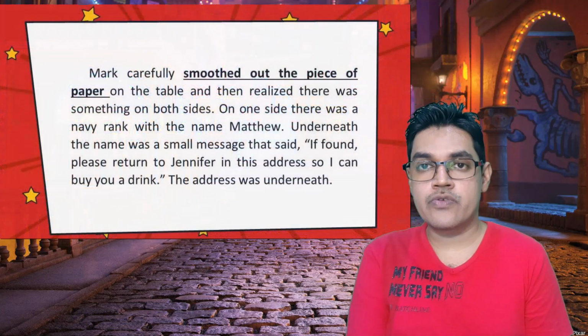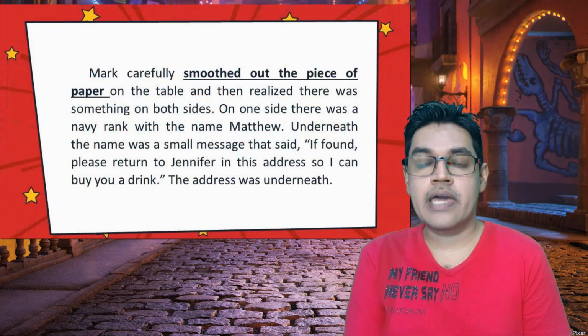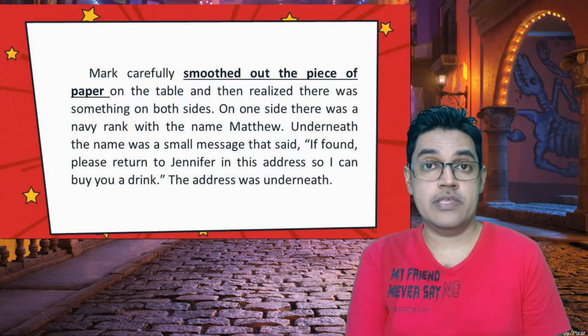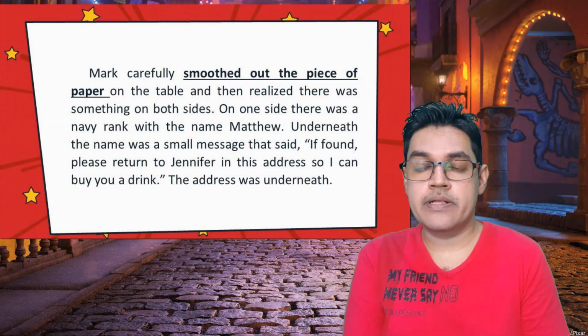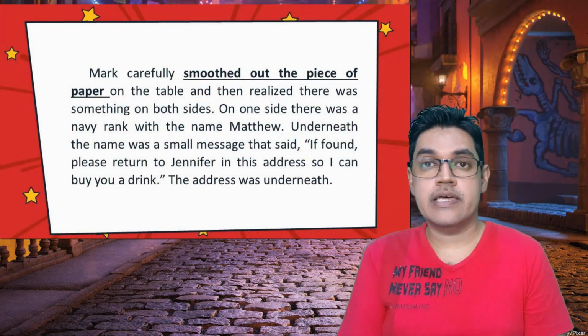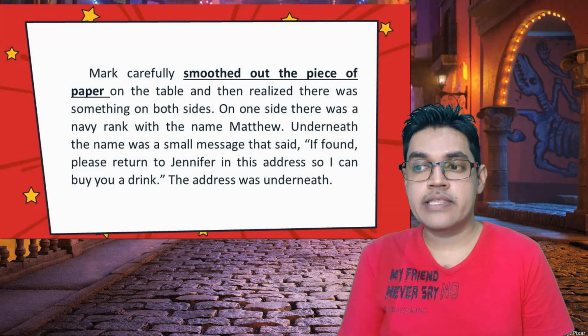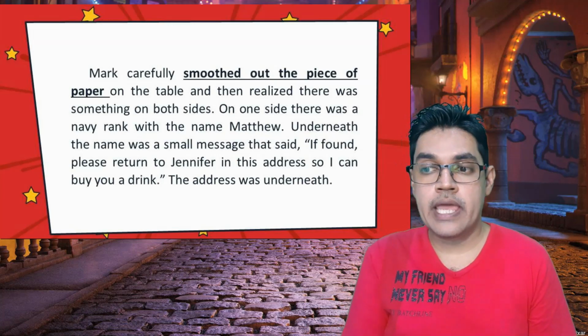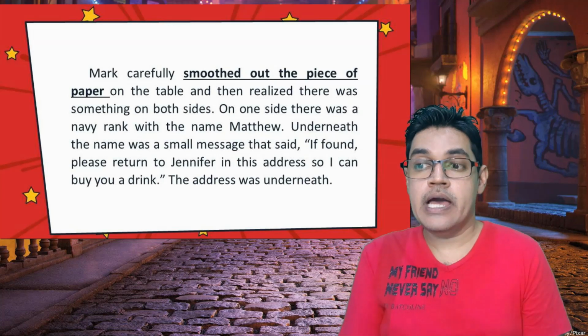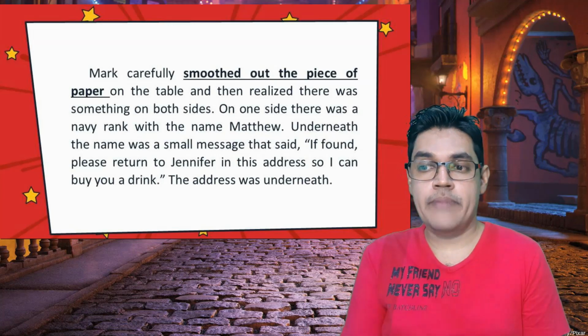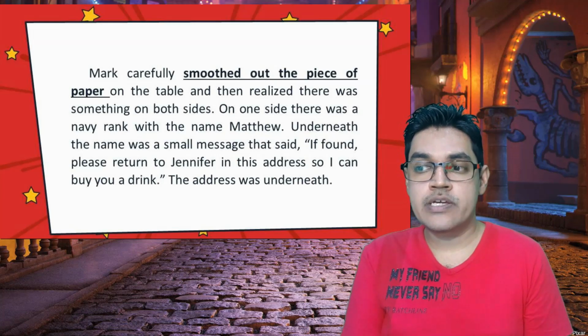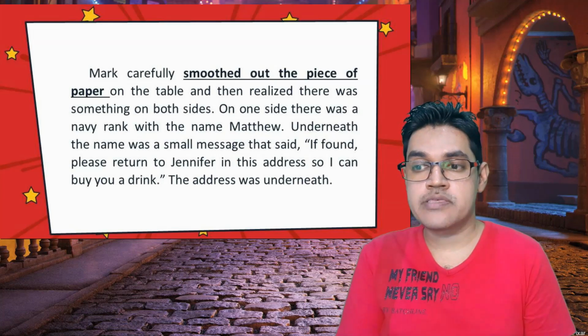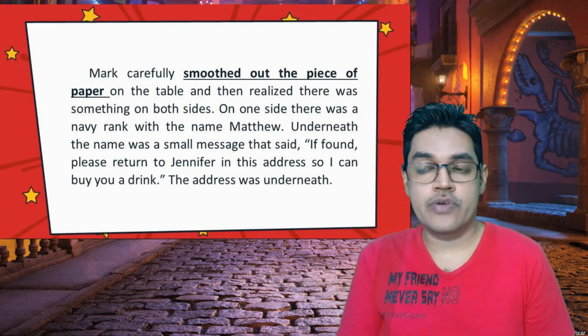Now let us go to the next paragraph. Mark carefully smoothed out the piece of paper on the table and then realized there was something on both sides. On one side, there was a navy rank with the name Matthew. Underneath the name was a small message that said, "If found, please return to Jennifer at this address so I can buy you a drink."